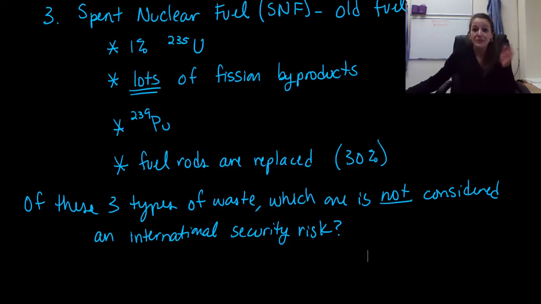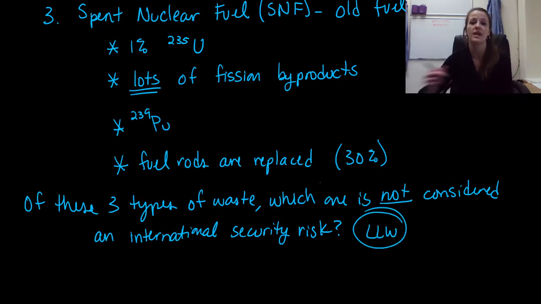Hopefully you did. There were only three options, so you had a 33% chance of getting it right. And the correct answer is definitely your low-level waste. So 90% of our waste is not considered an international security risk. Unfortunately, that means 10% of our waste is. And that is because it has these highly reactive, radioactive isotopes sitting there that if somebody that was maybe a little bit evil got their hands on it, it could be really, really bad. And they could possibly, with a lot of work, convert it into a nuclear weapon.